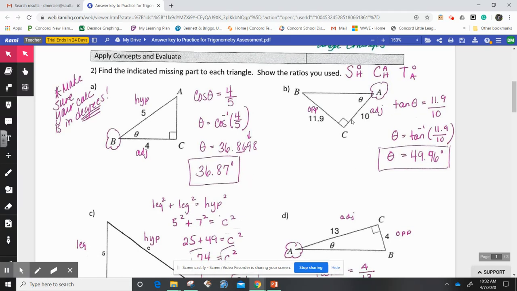Okay, so if we go over to B, what's really important is to label things opposite, adjacent, because that's going to tell me which one of these three things I'm going to use. I'm not going to use all three of them. So on this one, I have the adjacent and I have the opposite, so that's going to be TOA. So I'm going to do the tangent of this angle is going to equal the opposite over the adjacent. So tangent equals 11.9 over 10. To solve that angle, it's going to be the inverse tangent of that, so 49.96.